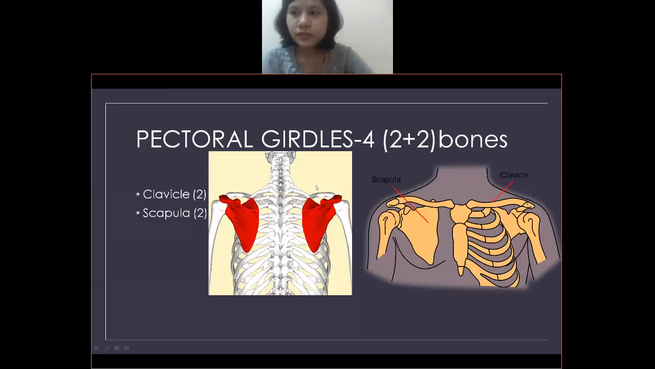Next is your pectoral girdle. What are the two bones that you have? Clavicle and scapula. Your clavicle is in this part, or you can say shoulder girdle also. And your scapula is on this side, the back side. Both sides 1, 2. So clavicle you have 2. Two clavicle bones you have.